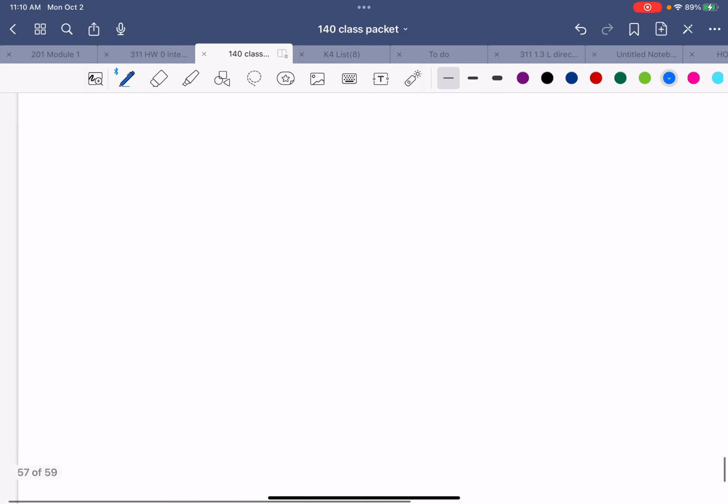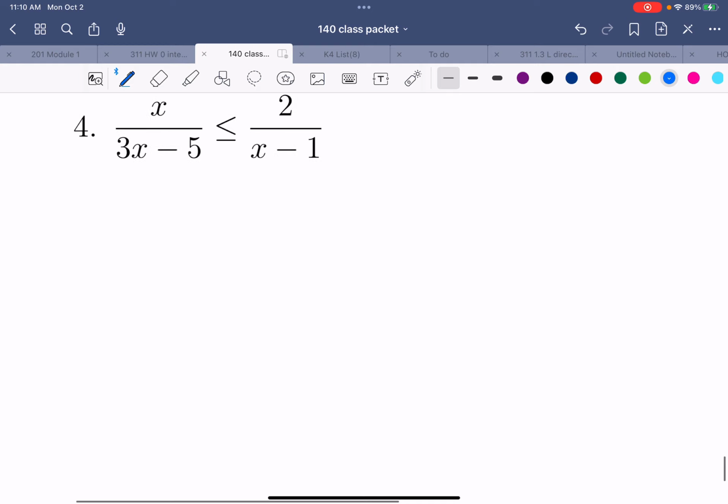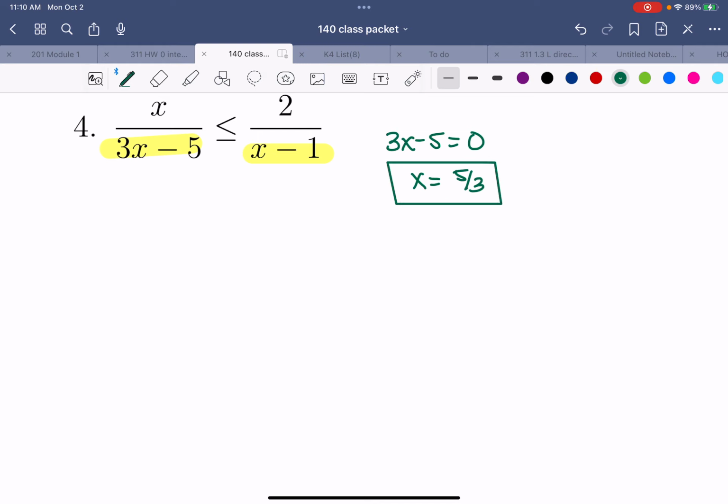And then our final question down here, we've got number 4. So same idea that we did with number 3. So first thing we're going to do is say, what numbers can't we have? So I'm going to look at my 2 denominators and set each one equal to 0. So 3x minus 5 equals 0. Add the 5, divide by 3. That gives me 5/3, which is 1 2/3.